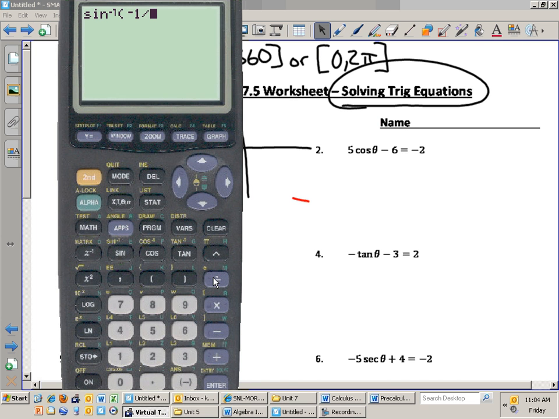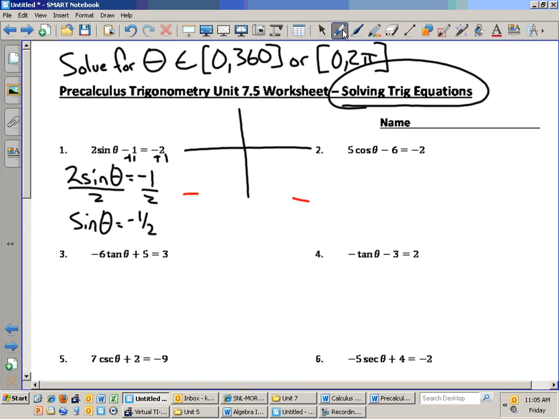-1 divided by 2. Sine inverse of -1/2 is -30 degrees. Very good. So Alex sees what's going on here. A -30-degree angle would be just like that, correct? Here's the trick. You have to then find the reference angle. The reference angle is the acute angle formed between the terminal side and the x-axis.